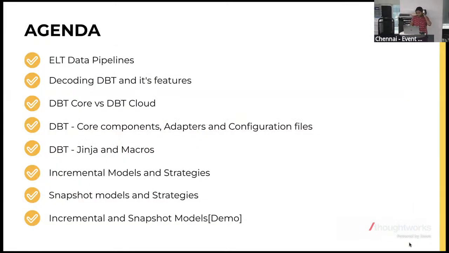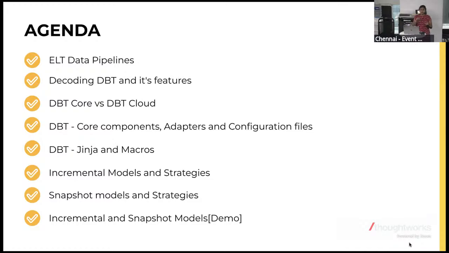Okay, I'll start off with the agenda. To start with, I'll mostly just give an overview of how an ELT data pipeline would look like. And then we would get into DBT and its features, and how it's different from other tools. And then there are two components provided by DBT, one is core and cloud. I'll give an overview of that. And then the core components which make up the DBT along with its adapters and other configuration files.